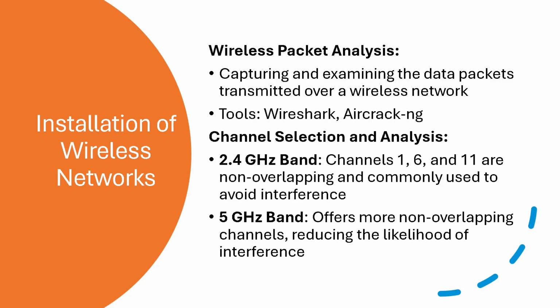Channel selection and analysis. The 2.4 gigahertz band. Channels 1, 6, and 11 are non-overlapping and commonly used to avoid interference. So, for example, if channels 1 and 11 are being used around the area, we shall use channel 6 to get the least amount of interference. The 5 GHz band offers more non-overlapping channels, reducing the likelihood of interference.